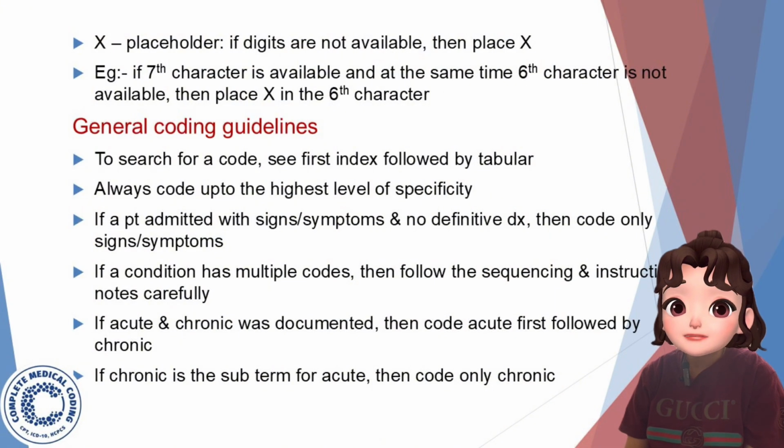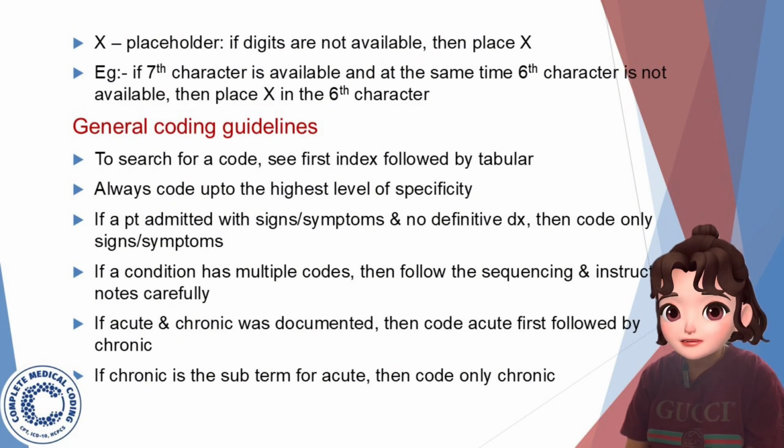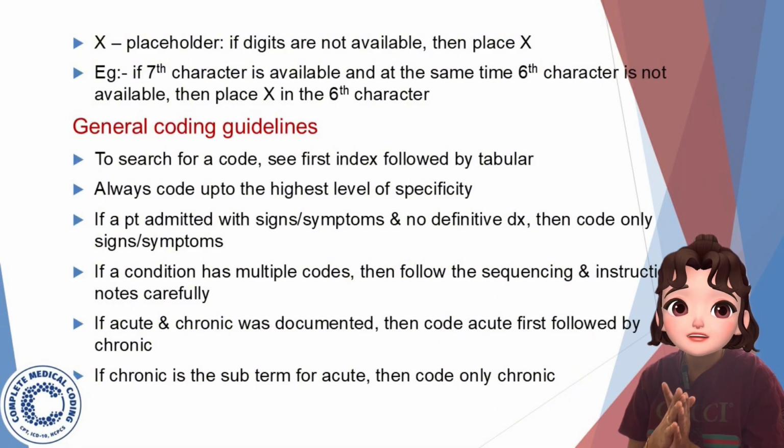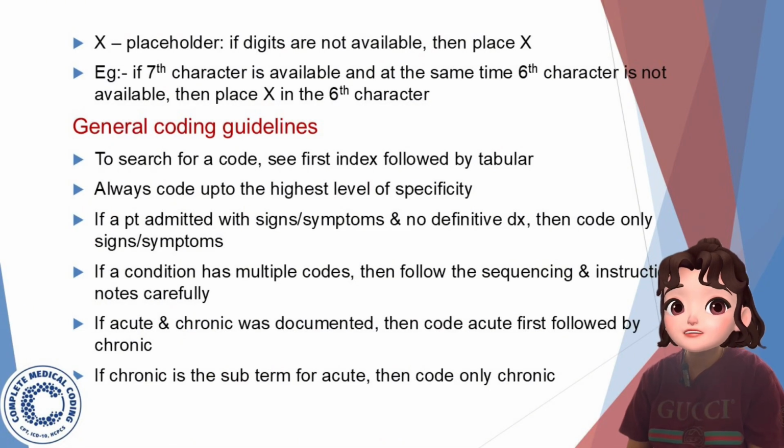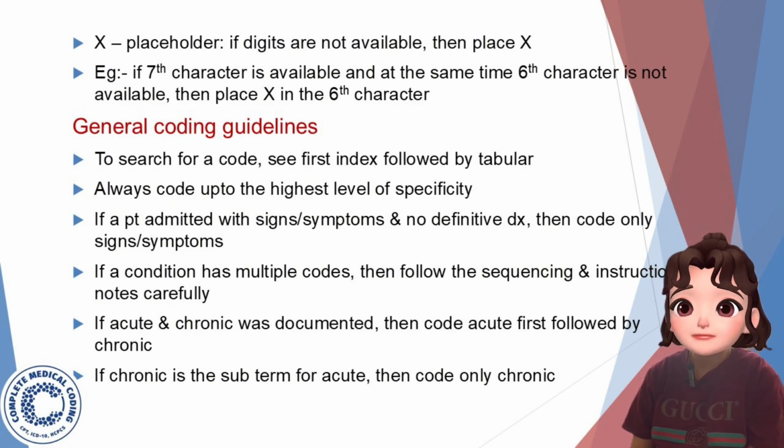Now another guideline: if a patient is admitted with signs and symptoms and no definitive diagnosis, then code only the signs and symptoms. If a patient is admitted with only signs and symptoms and there is no definitive diagnosis, you have to code only the signs and symptoms, unless there is a confirmed diagnosis. If there is a confirmed diagnosis, you have to code that confirmed diagnosis.